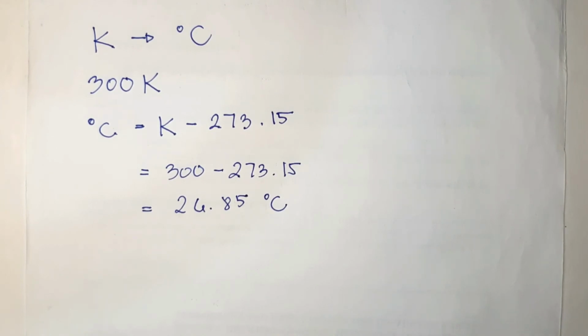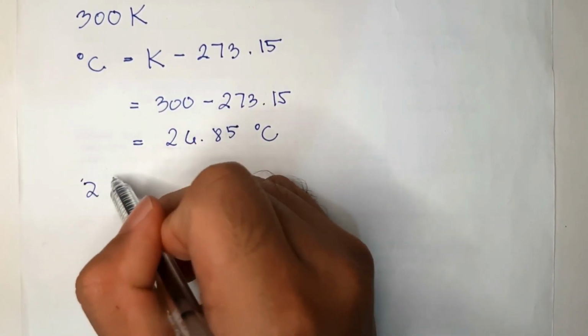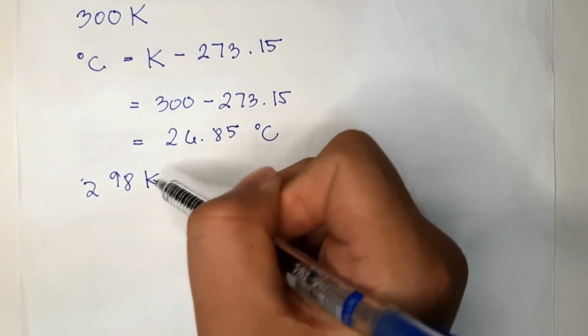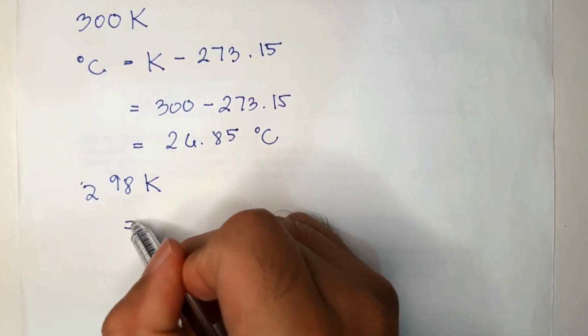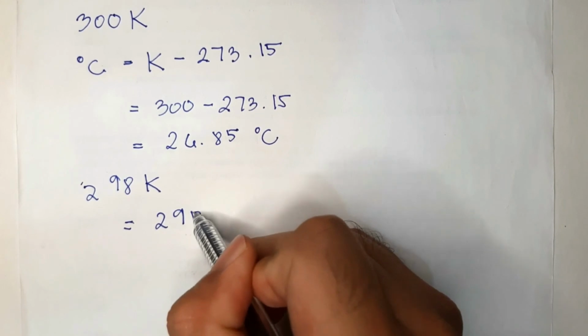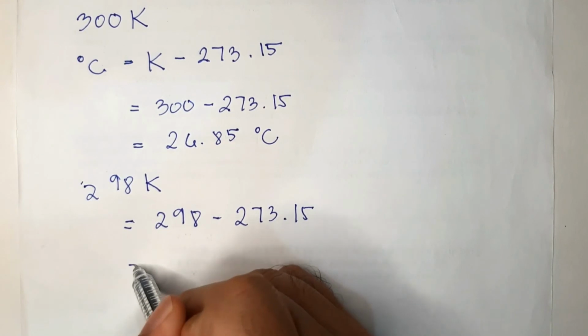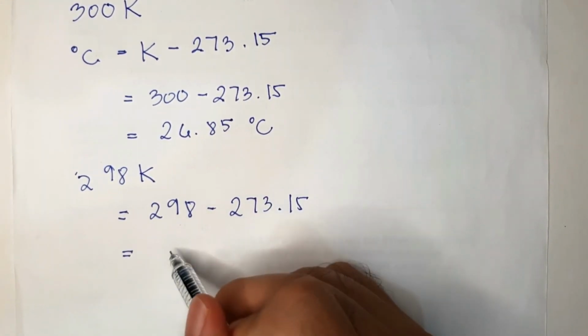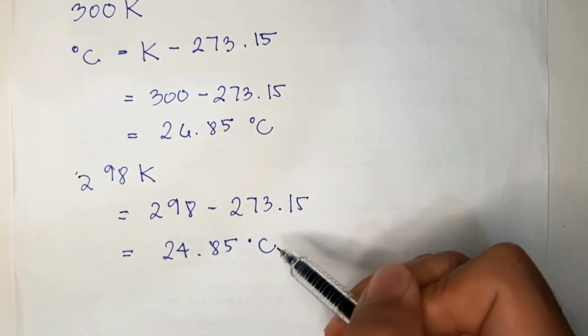So now, it's your turn. Feel free to work on these examples and pause the video. Let's say we have 298 Kelvin. Again, we use the formula. So, 298 minus 273.15 is 24.85 degrees Celsius.